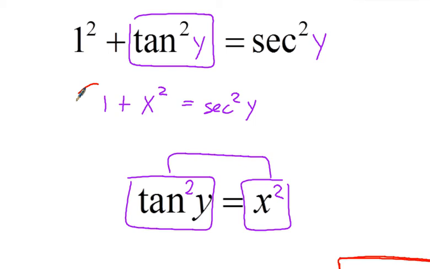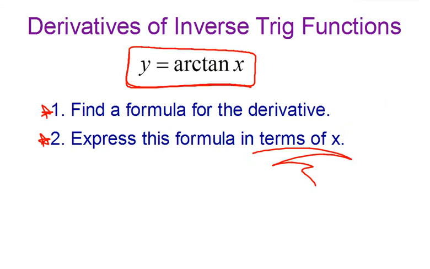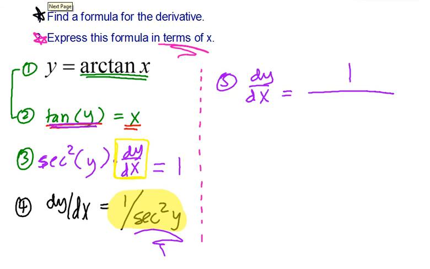So I'm going to go back to my page, and where I see this expression, I'm going to substitute this expression, 1 plus x squared. Here goes. So in place of secant squared, we can write 1 plus x squared. And what we've done right there is we've reached the goal of expressing the formula for the derivative as a function of x, and that was our major aim.